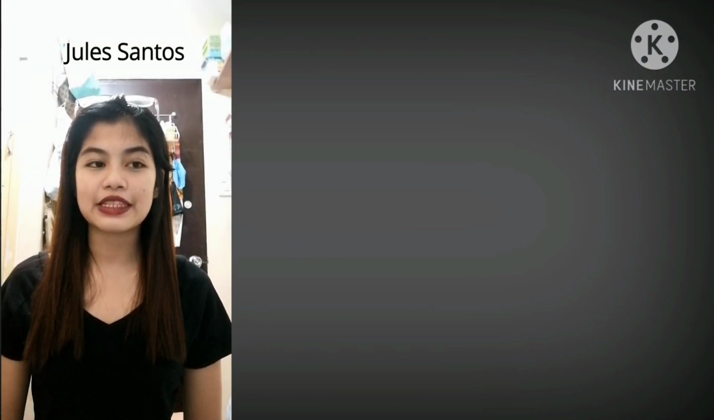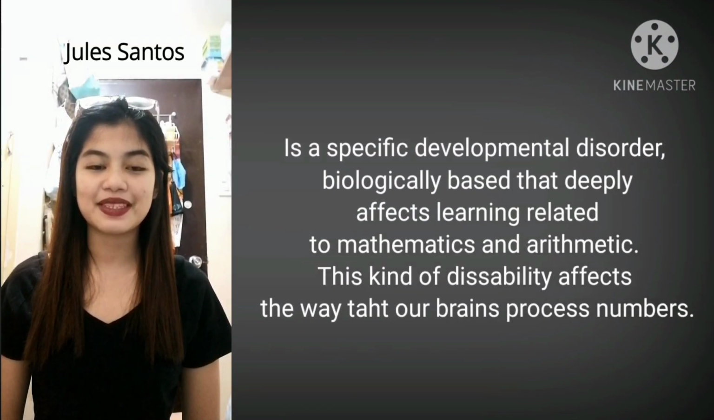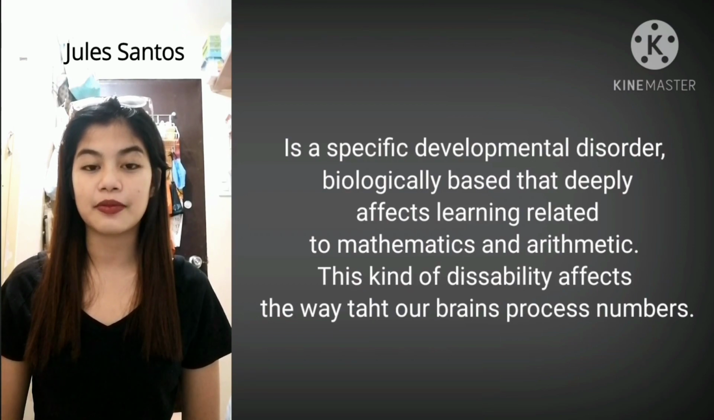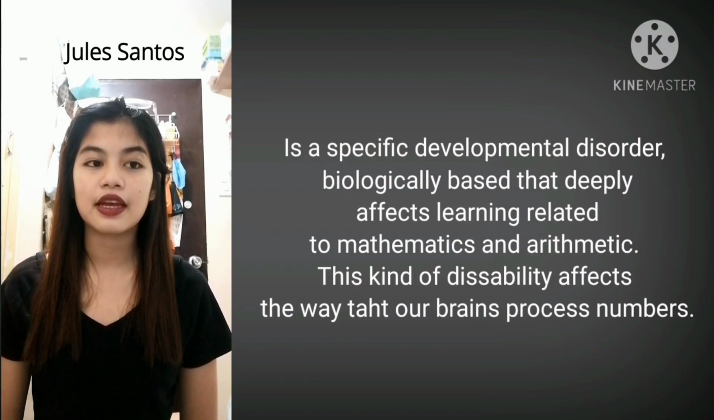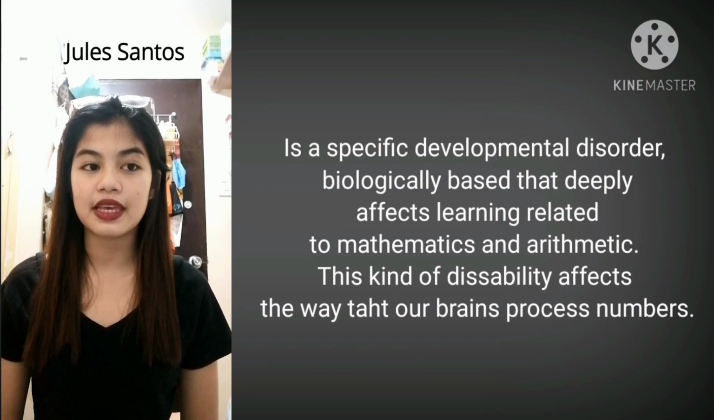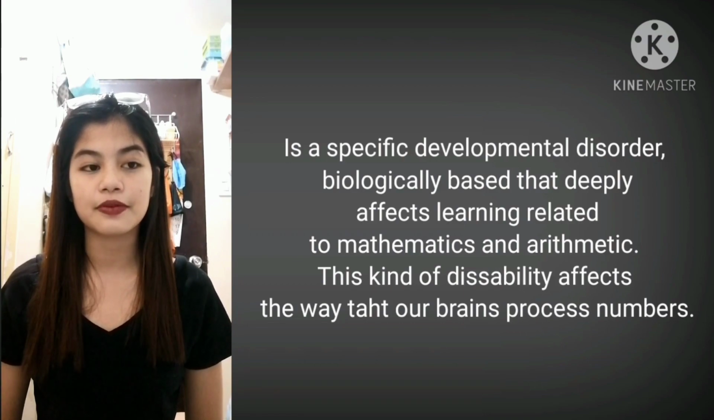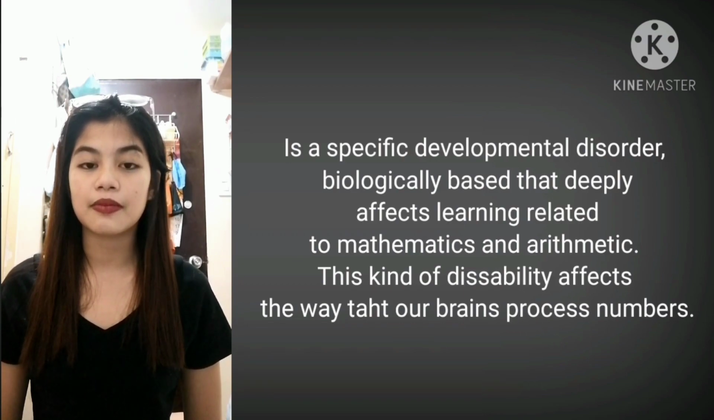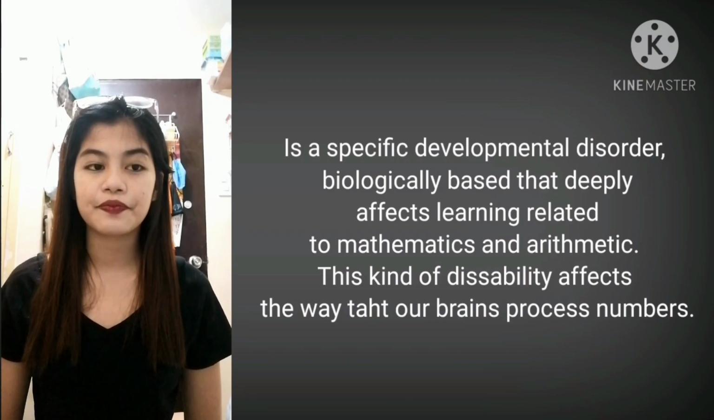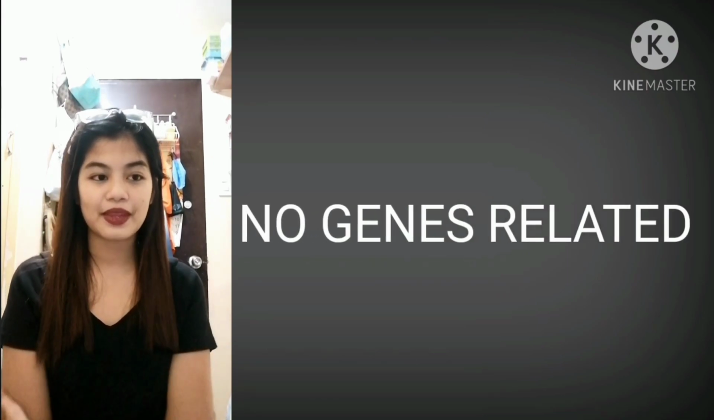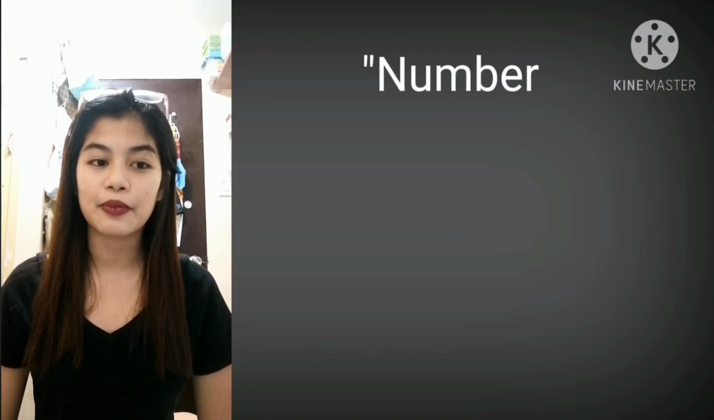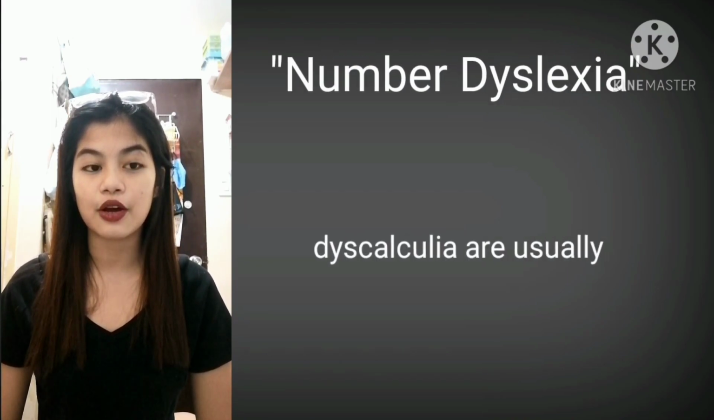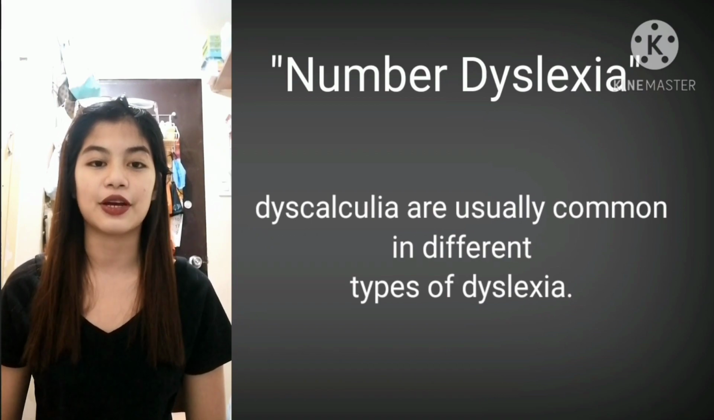Dyscalculia, or what we call mathematics learning disability or math disorder, is a specific developmental disorder, biologically based, that deeply affects learning related to mathematics and arithmetic. This kind of disability affects the way that our brains process numbers. It is a brain-related condition that makes basic arithmetic hard to learn. A lot of people say that it may run in families, but scientists haven't found any genes related to it. It is also often described as number dyslexia because dyscalculia is usually common in different types of dyslexia.